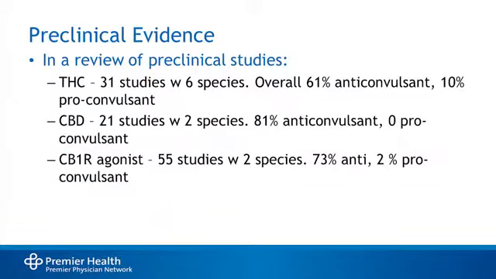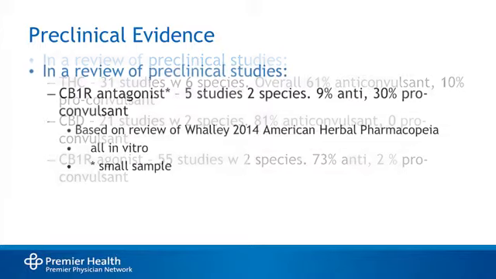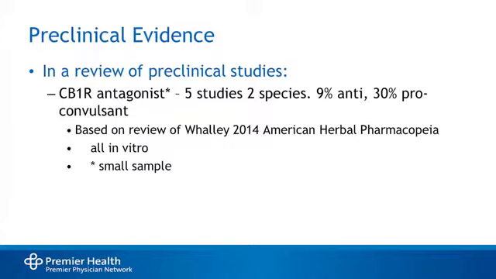In looking at preclinical evidence, studies involving animal species, THC showed an overall improvement in seizures in 61%, whereas 10% of these subjects experienced increased seizures. Cannabidiol had 21 studies with 2 species, and 81% showed an anticonvulsant effect with no proconvulsive results. Specifically with CB1 receptor agonists, there were 55 studies with 2 species. 73% were anticonvulsant and 2% were proconvulsant.